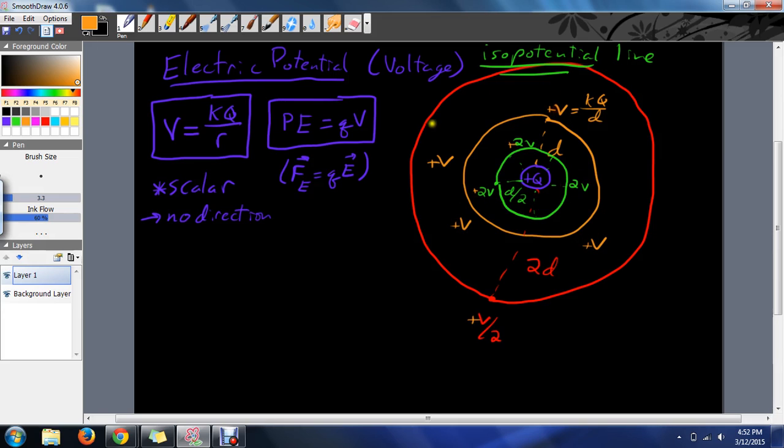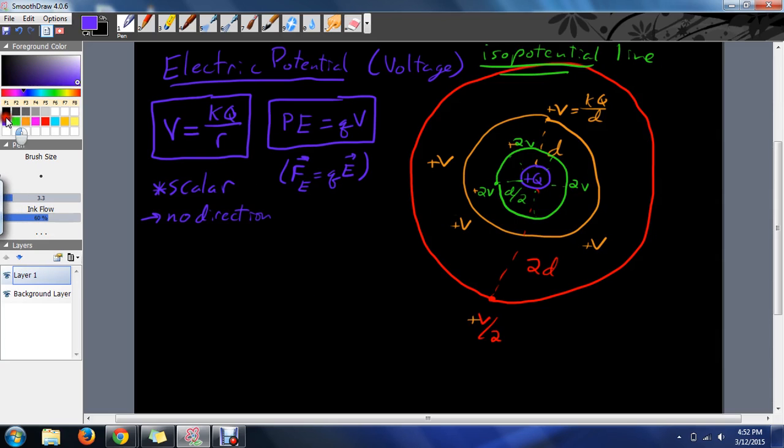So the first key difference with this and electric field is that you do not put a positive test charge to test the direction, because there is no direction. There's only a number. Like height, there's no direction. It's just a number. You're at a certain value of height.